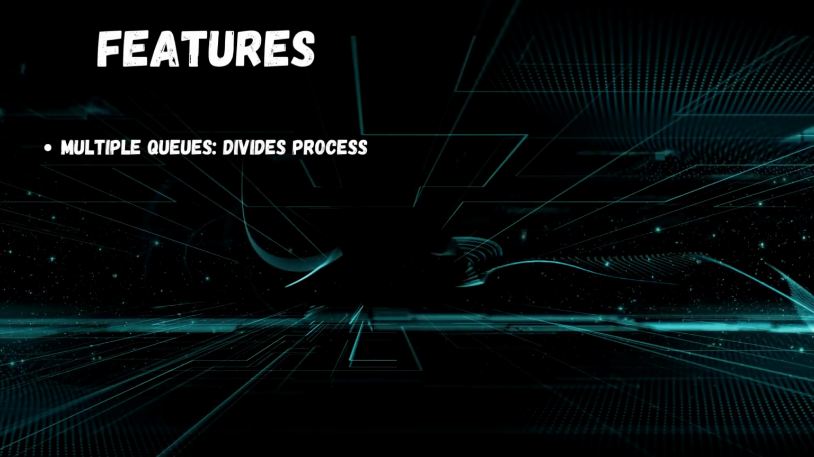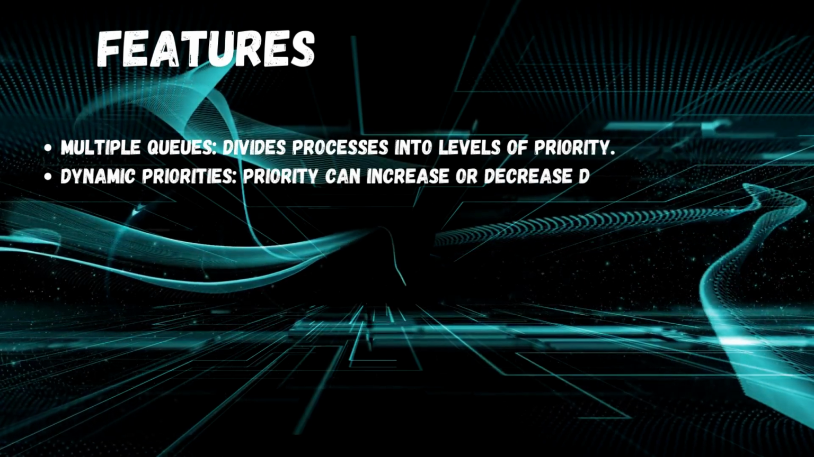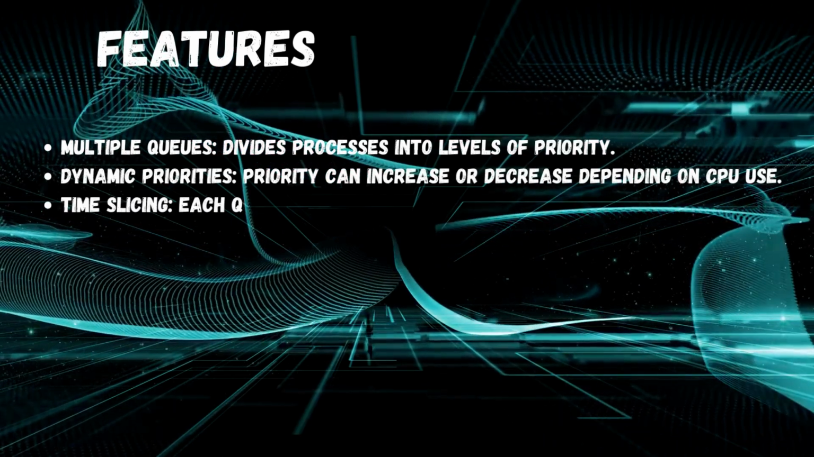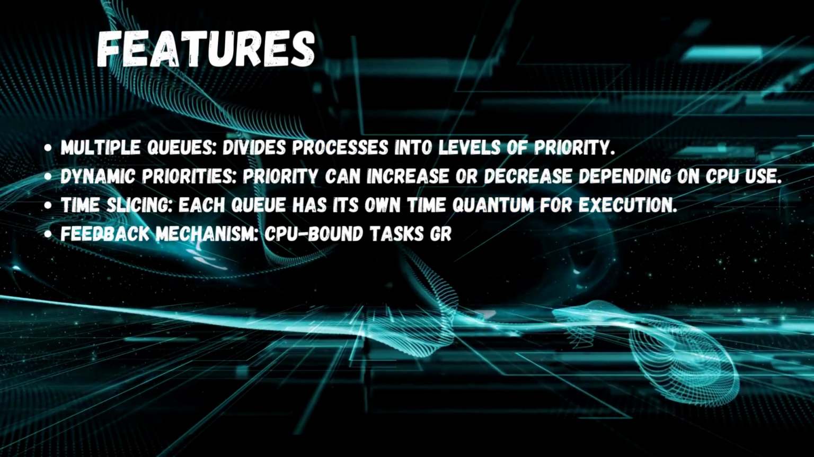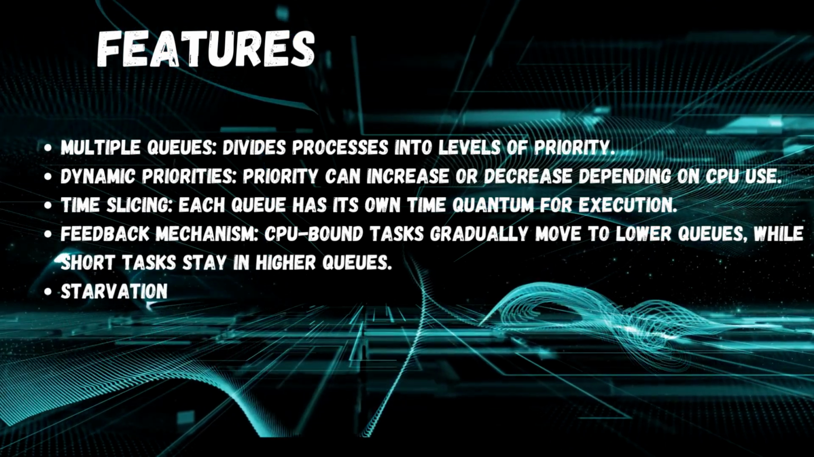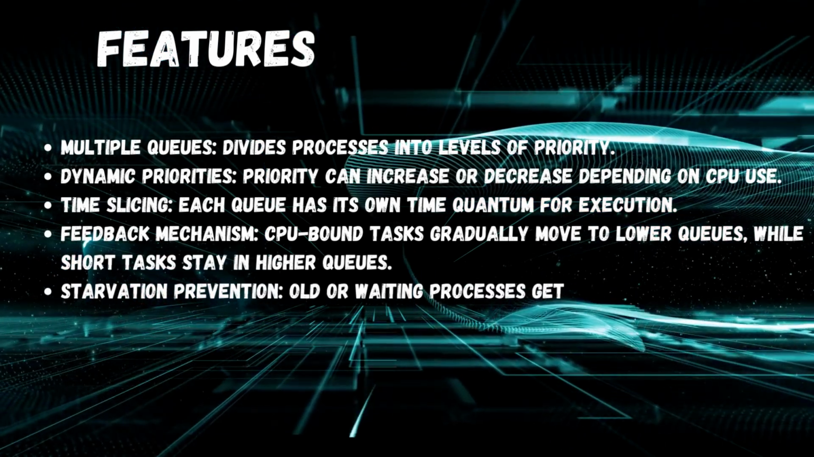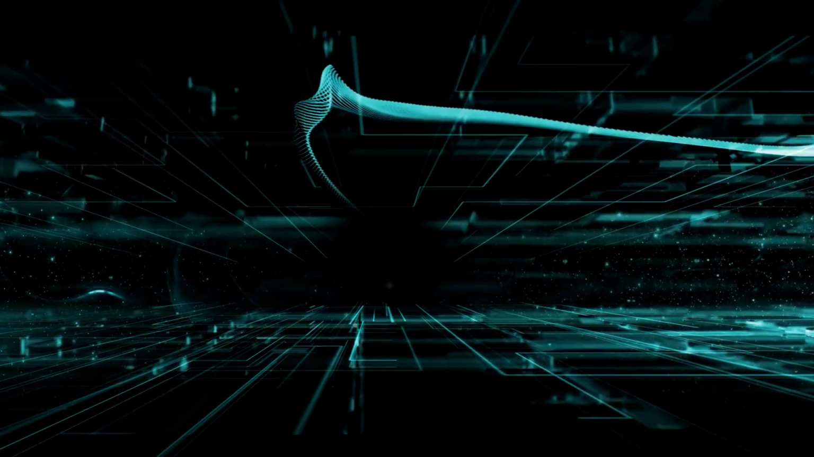Features: multiple queues divide processes into levels of priority. Dynamic priorities: priority can increase or decrease depending on CPU use. Time slicing: each queue has its own time quantum for execution. Feedback mechanism: CPU-bound tasks gradually move to lower queues, while short tasks stay in higher queues. Starvation prevention: old or waiting processes get boosted back to higher priority after fixed intervals.